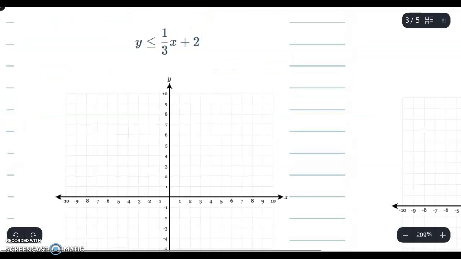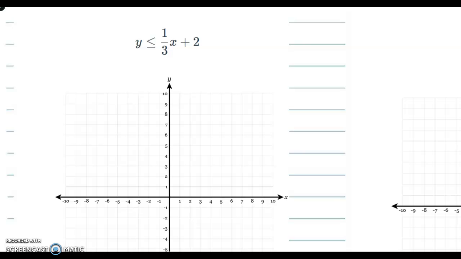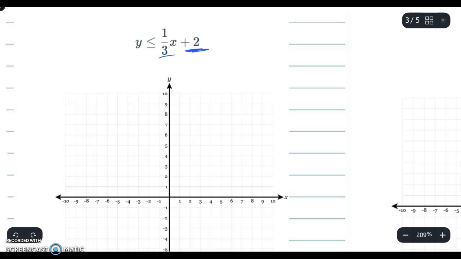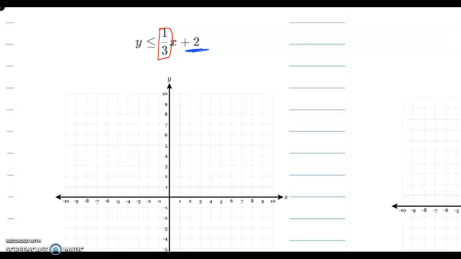Here we've got y is less than or equal to 1 over 3x plus 2. So we've got the slope and the y-intercept. Here's the y-intercept, which is 2. And here is the slope, which is 1 over 3. Everything is exactly the same as when graphing a regular line.